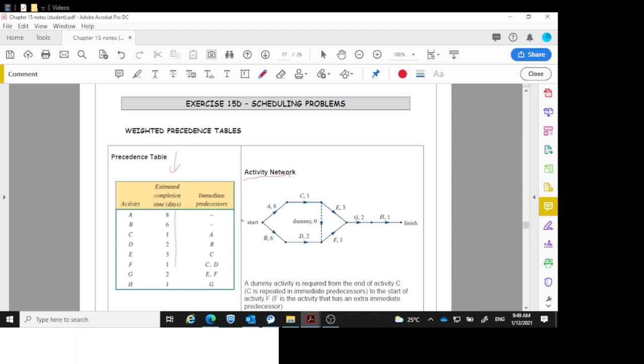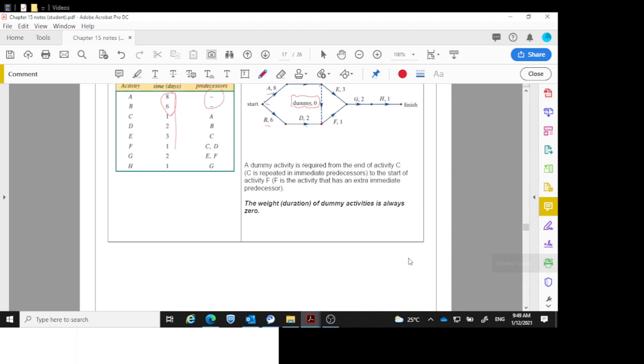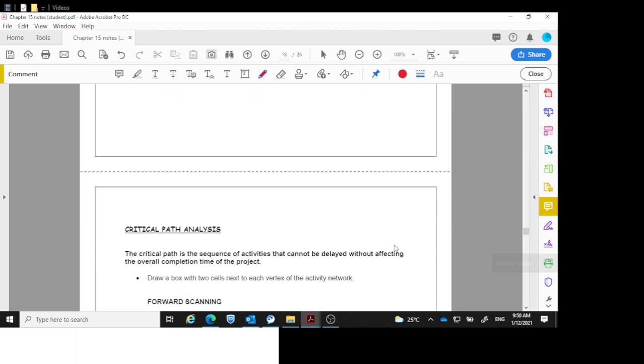So you can see here we've got A and B without anything. So I've started and I've put A comma 8 and B comma 6, because that's the time it takes for A and B. C is 1, so that's got it there. D is 2, etc. Now, because I needed the dummy down here, I've dropped the down arrow. The dummy always has a weight of 0. Always a weight of 0. So I've got to remember that.